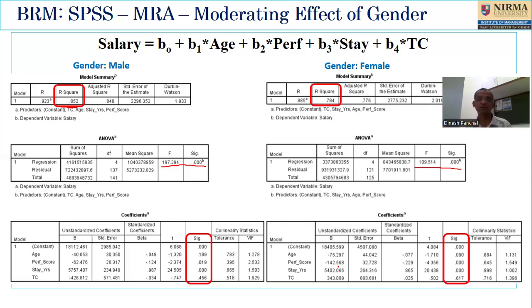So we can say yes, gender does moderate the relationship between performance and salary. In case of female, the reduction in salary is higher as compared to male. This is the statement you are going to make.